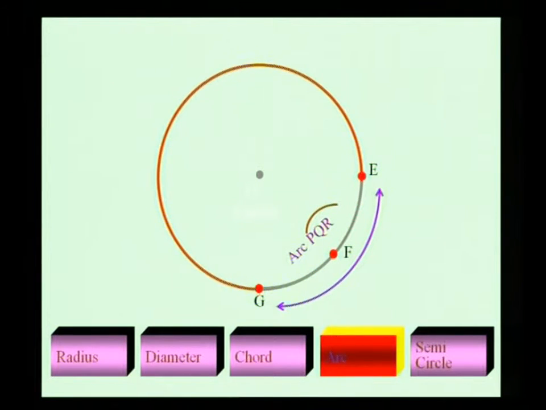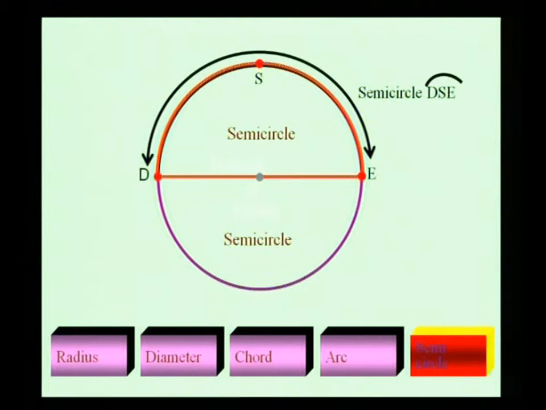This one is the arc of the circle. GFE, that is the arc of the circle. And this one is DSE. This red line is known as a semicircle. Okay, so these are some terms which are basically for the circles, and as we are going to learn about the circles, these are some basic fundamentals about the circles.